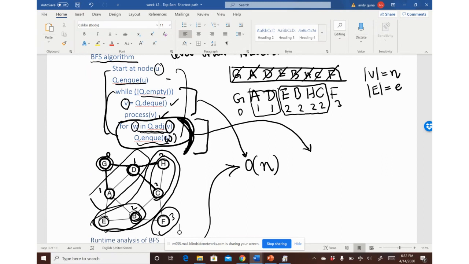Now, how many times does that loop run? What is the exact time that loop runs? If you just take that loop, for W in adjacency of V, it's sort of like this. We have this adjacency list of V, and these are the W's. So we are processing these W's in that loop. How many W's are here to process?